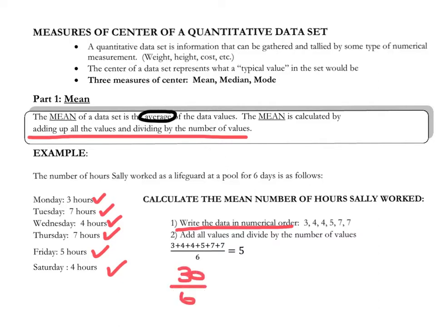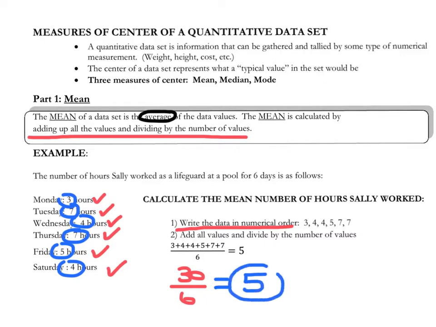over 6. Now, why did I choose the number 6? I chose the number 6 because I have 1, 2, 3, 4, 5, 6 total numbers. And when I do that, I get an average, or a mean, of 5. So you are going to go ahead and do your practice problems finding the mean. Again, you just add up all the numbers and divide by however many there are. Let's move on and talk about median.